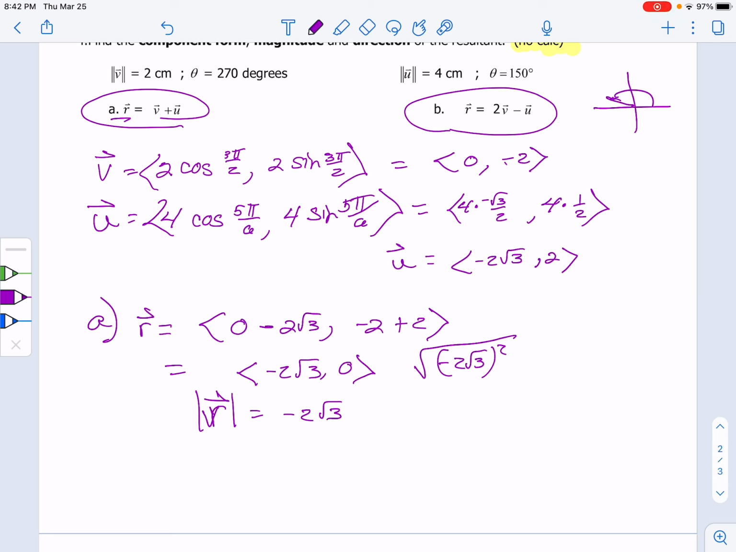And the tangent and the angle, well, where's negative 2 root 3 is over here, and y is 0, so it looks like 180 degrees. Okay, there it is, 180 degrees, or pi.